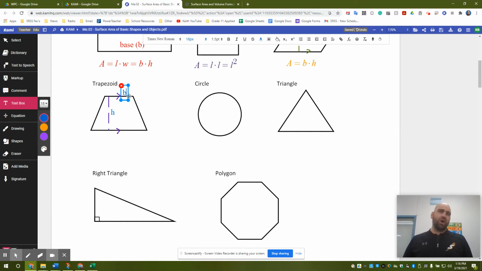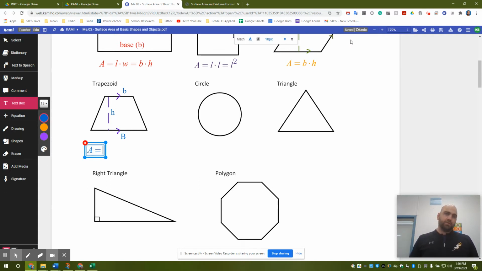It has this top side, which we'll call little b, and it has this bottom side, which I'm going to call big B. To find the area of a trapezoid, we need to find the average of these two right here. So we need to find the average of the top and the bottom. So our area is going to be our little b plus our big B. There we go. And we divide it by 2. Then we multiply by the height.